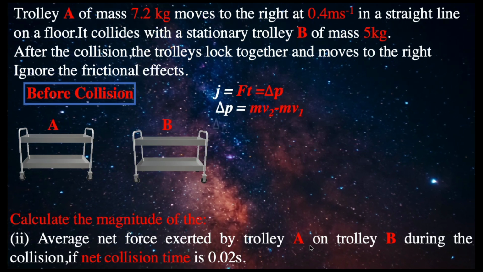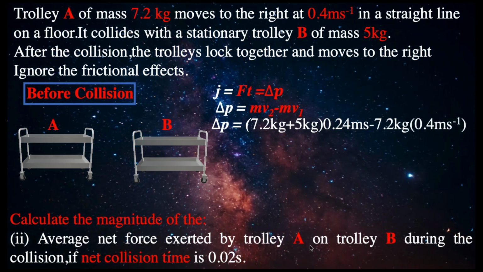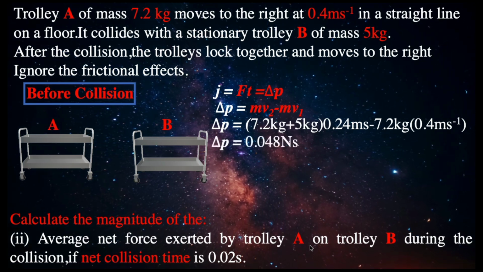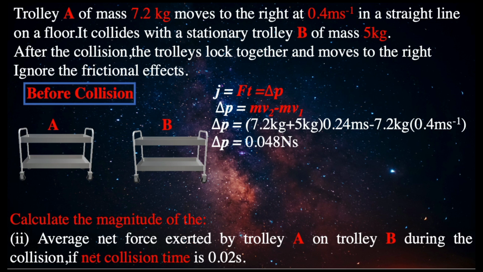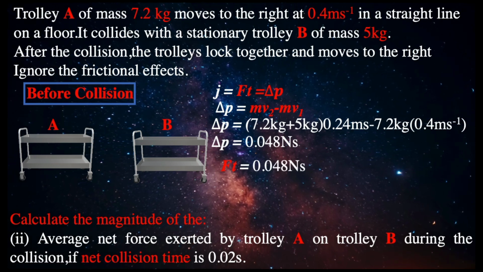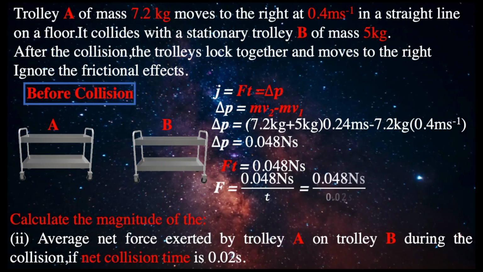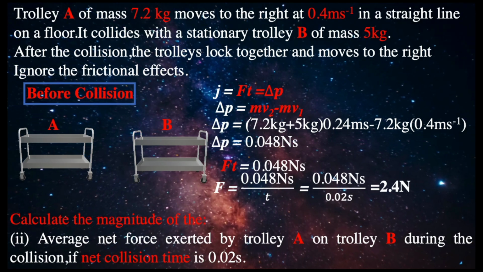Okay? So now we have mass for initial momentum and for final momentum. Since the trolleys are going to stick together, we're going to add the final mass. If we do that, we're going to get our change in momentum as 0.04 newton seconds. And now, we're just going to use the first equation, J equals Ft. We have the change in momentum, and we're going to equate it to force times time. To be left with force, we're going to divide both sides by t. And we know what t is from the question: t is 0.02 seconds. If we divide, we're going to get 2.4 newtons. And that is going to be the force exerted by trolley A on B.